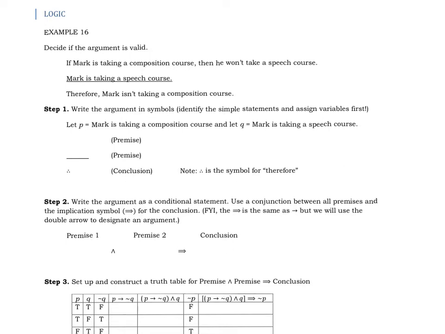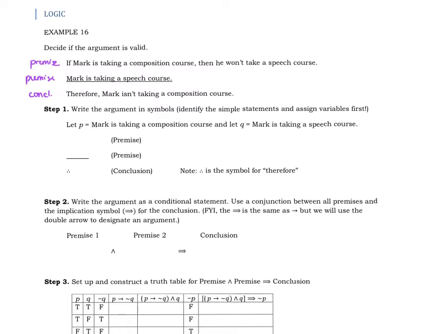Okay, so let's decide if this argument is valid. If Mark is taking a composition course, then he won't take speech. Mark is taking a speech course. Therefore, Mark isn't taking a composition course. So, just a couple of things here. This first one is a premise. This next one is also a premise. And then under the line, that's where the conclusion comes in. That's often how we write arguments.